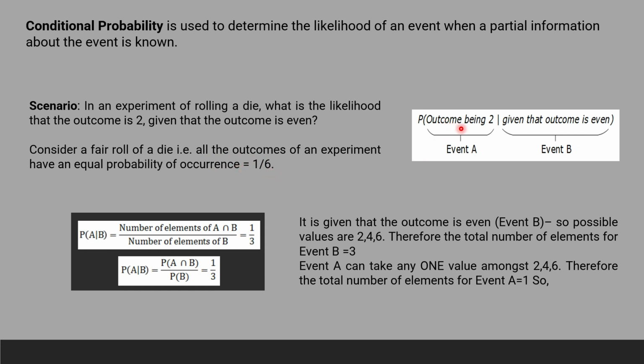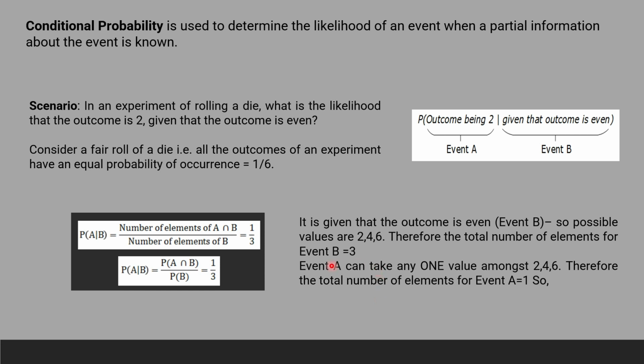So what we need to calculate here is the outcome being 2, which is considered as event A, given that the outcome is even, which is considered as event B. It is given that the outcome is in event B, so possible values are 2, 4, 6. That means if the outcome is even, then the possible values out of 1, 2, 3, 4, 5, 6 are 2, 4, 6, which are even. So the total number of elements of B is 3. And A can take only one value because we want to calculate for 2, so the number of elements for event A is 1. So the probability will be 1 by 3.